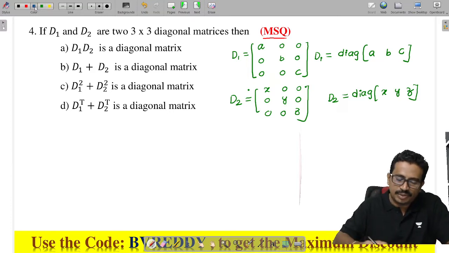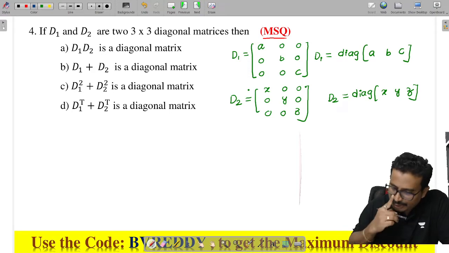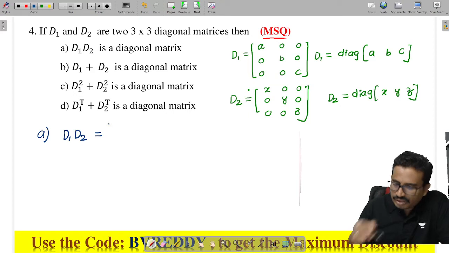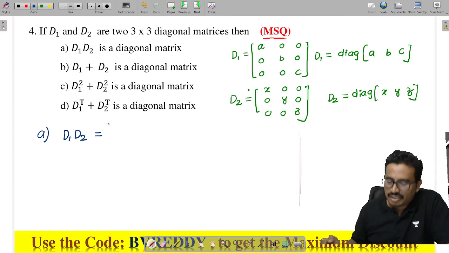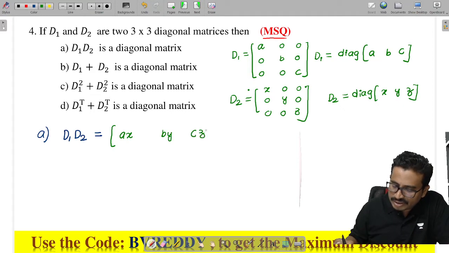Now you tell me what they are saying, option by option. D1 into D2. Check whether this option is true or false. That means we have multiplied the D1 and D2 matrices. We multiply these two here. So this matrix we will get in diagonal form only. Check this, we will get this as ax, by and cz.